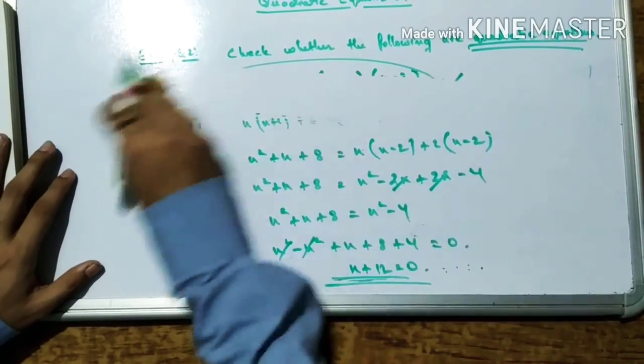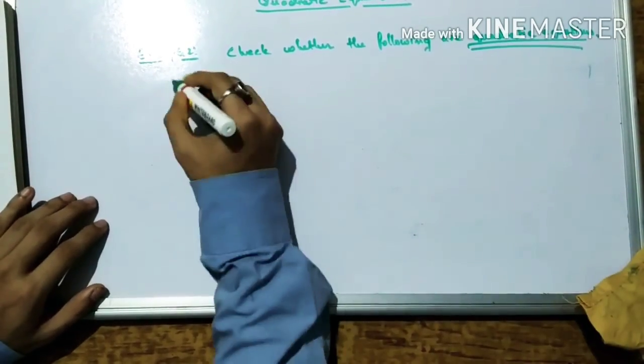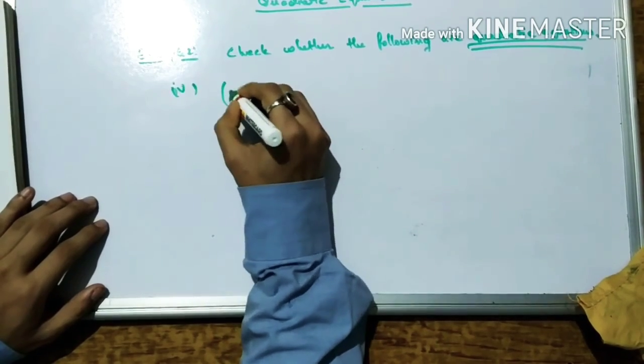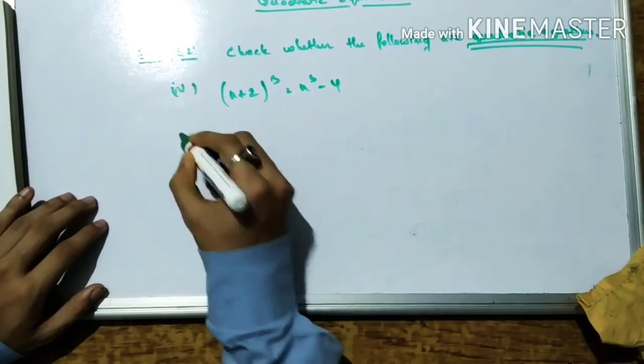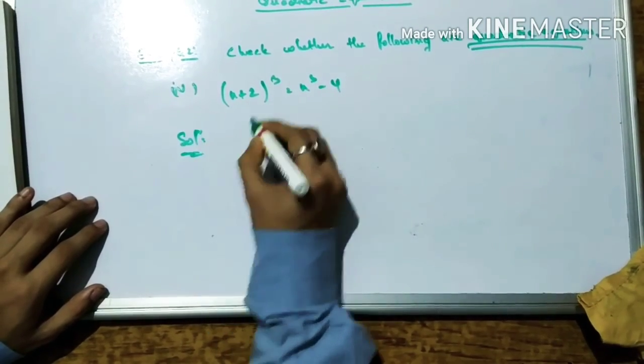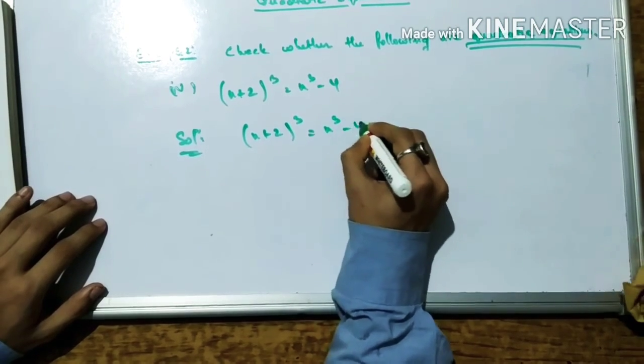Next, number 4 I will do. Number 3 you try to do by yourself. Okay, number 4 I will do. This is x plus 2 the whole cube is equal to x cube minus 4. Let me write it first. x plus 2 the whole cube is equal to x cube minus 4.